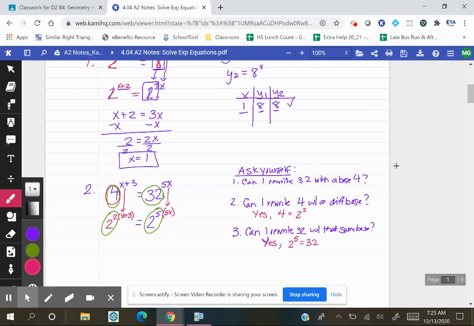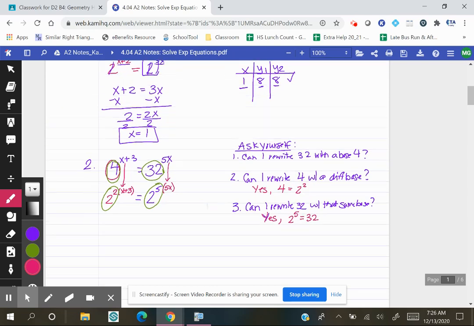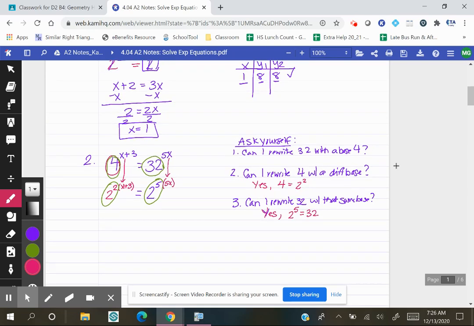So now I have the same base. They both have a base of 2. So the green circles are what I replaced. I took out the 4, replaced it with 2 squared. I took out a 32, replaced it with 2 to the fifth. So now, once I have the same bases, I can set my exponents equal to each other. So I have 2 times the quantity x plus 3 equals 5 times 5x. And then from here, you're just going to solve.